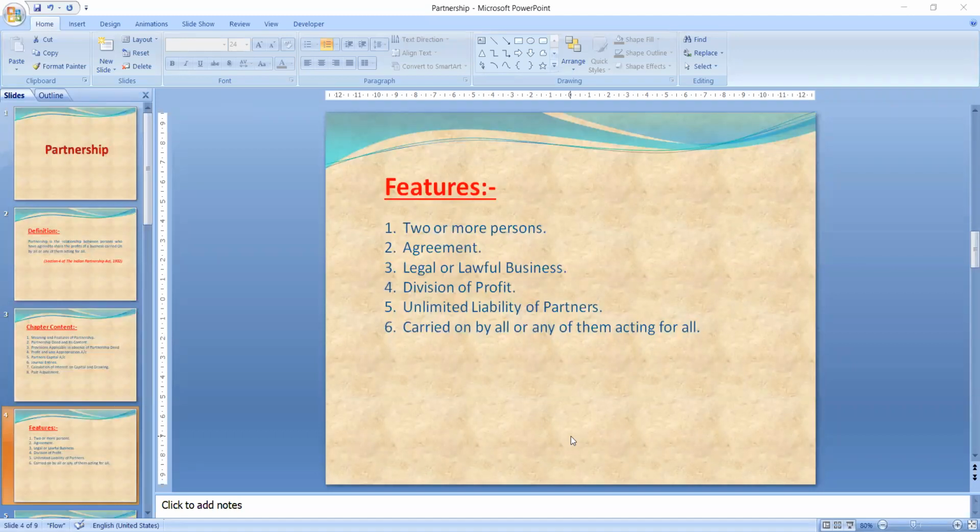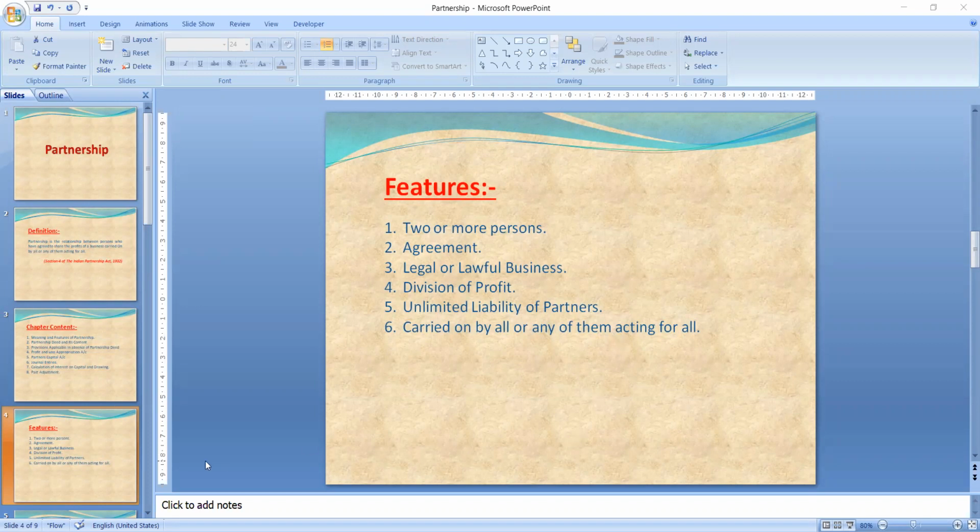Either two partners together, or three partners together, or all partners together, or any one of them acting for all. It means only one partner is operating the business and the others are sleeping partners. It is written here, business can be carried on by all or any of them acting for all. These are the main features of partnership.